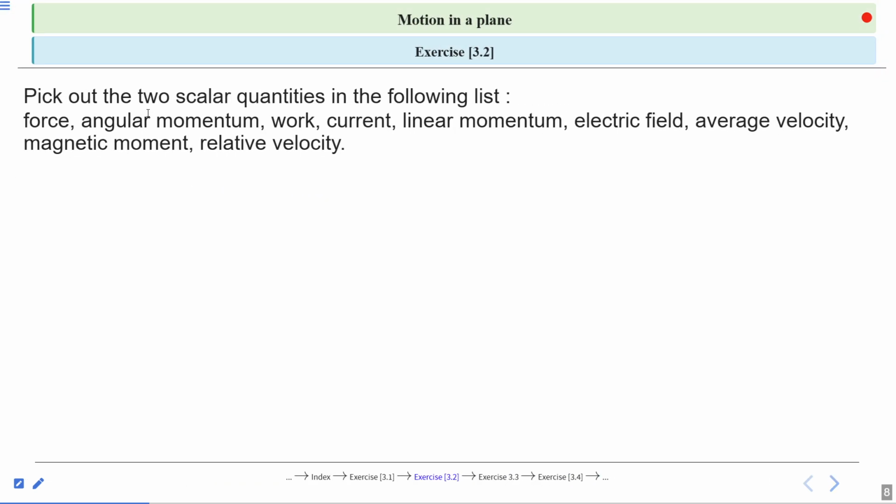Pick out the two scalar quantities in the following list: force, angular momentum, work, current, linear momentum, electric field, average velocity, magnetic moment, and relative velocity. Think about it.